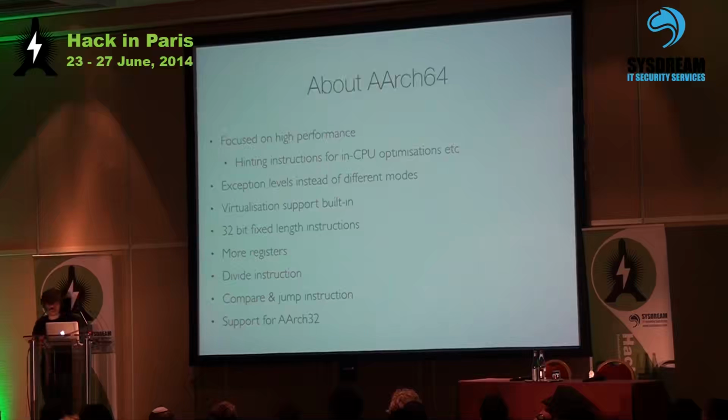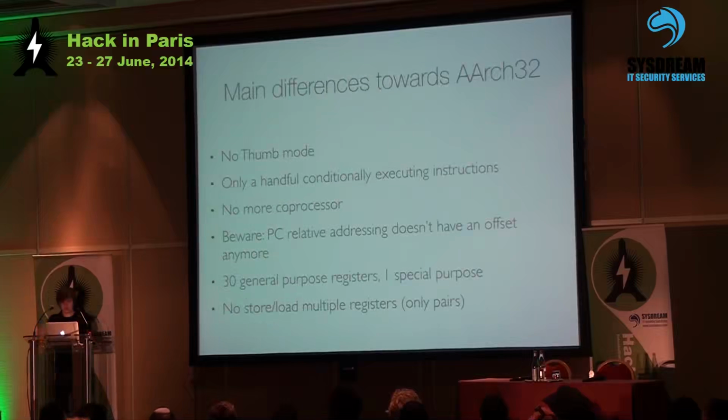So if we compare it to the old instruction set, there are some main differences. For example, there's no more Thumb mode. Thumb mode was an instruction set on ARM that basically was the normal instruction set shrunk down to 16-bit instructions. It was very limited, but very small, and also very good for compilers to generate because it was so simple.